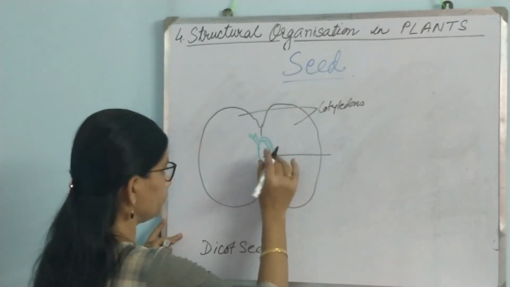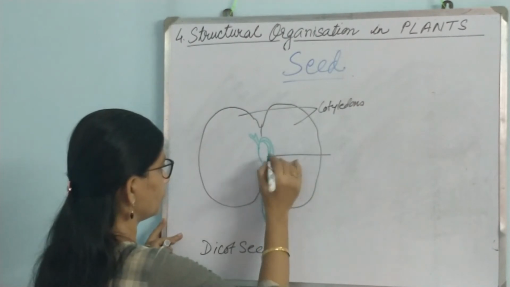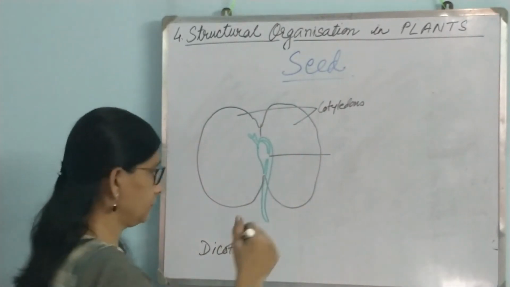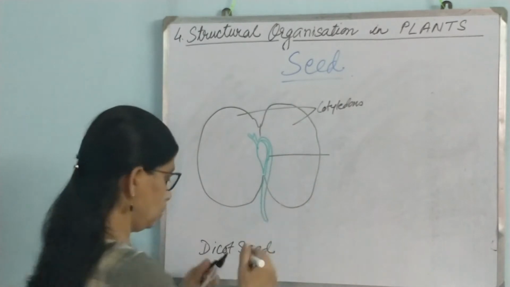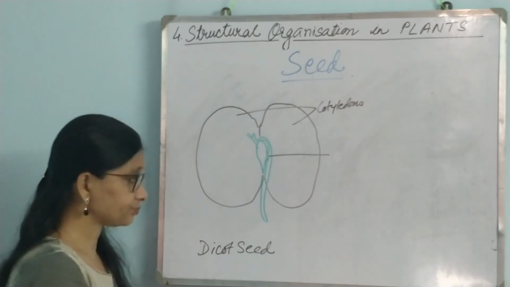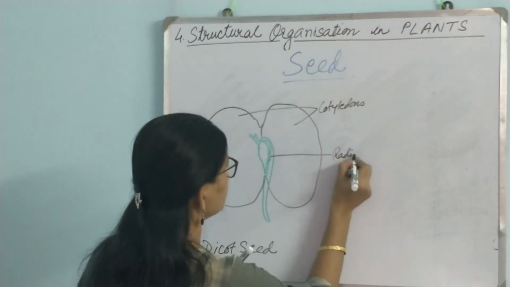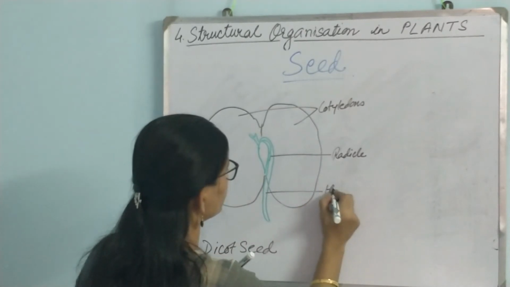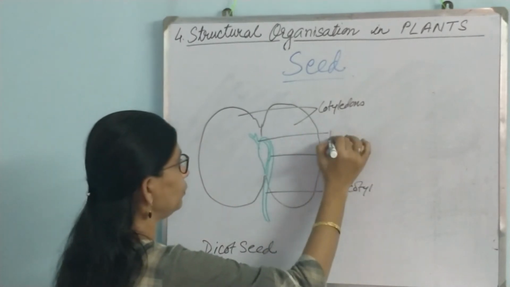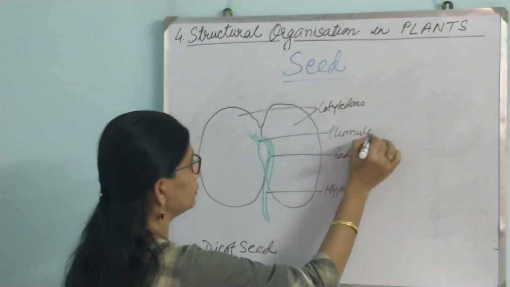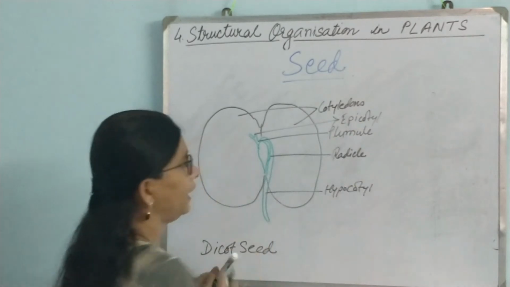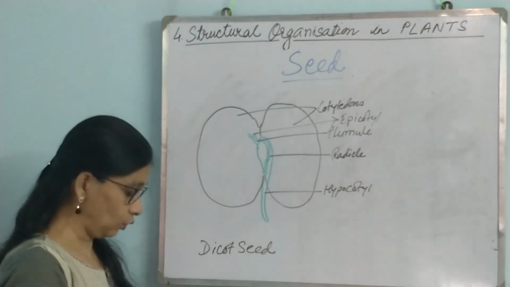The lower portion. Let's mark this point. This part is the radicle, from where comes out the future root. This is radicle, which gives rise to hypocotyl. And this part is plumule, which gives rise to epicotyl. So this is the structure of a dicot seed.